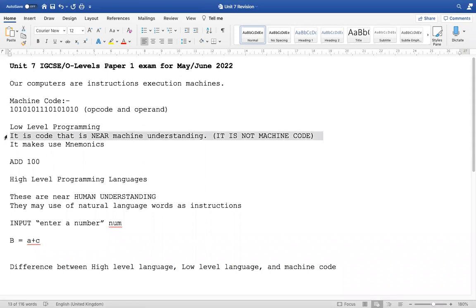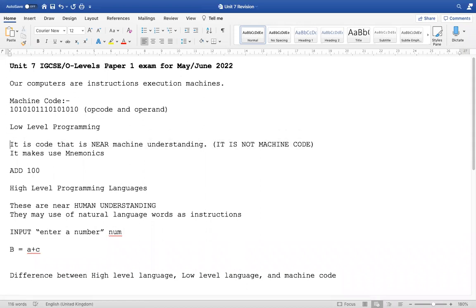Then further improvement came when we started working on low-level programming language. Now, low-level programming language means that it is not actually machine code; it is near machine understanding. And in a sense, it's easier for us to understand because it makes use of small words such as mnemonics, like this one right here. So, for example, we have written here the instruction add 100. This is a mnemonic. Now, I can very clearly tell you what add means because that's the word that we use in our real life as well.